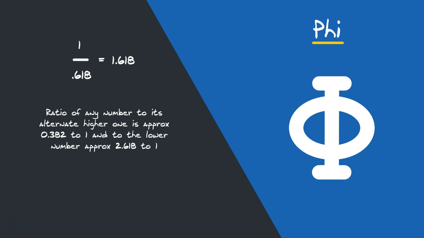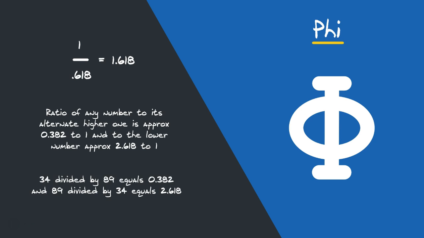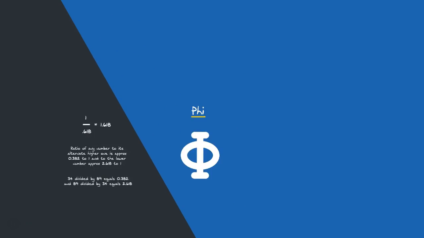Another consistent relationship is between alternate numbers in the Fibonacci series. For example, the ratio of any number to its next alternate higher one is approximately 0.382 to 1, and to the next lower number approximately 2.618 to 1. As we can see, 34 divided by 89 equals 0.382, and inversely, 89 divided by 34 equals 2.618.